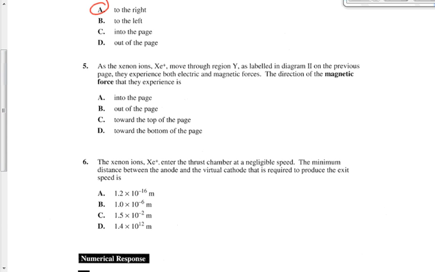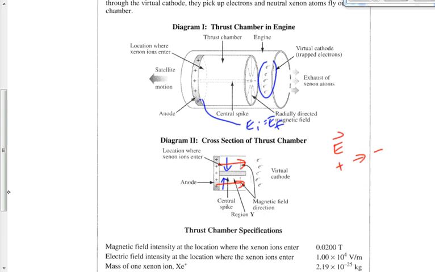As the xenon ions move, hey, what do you see here? What does this plus mean? Xenon plus, yeah. It's a positively charged ion, but how much is the positive charge on it? Yeah, it's plus 1 times the elementary charge. It's going to be 1.6 times 10 to the minus 19 coulombs. Moves through region Y as labeled in diagram 2 on the previous page. They experience both electric and magnetic forces. The direction of the magnetic force that they experience is which way? So as they go through region Y, where's region Y? Down here at the bottom. The magnetic field in region Y, if you look at this, the magnetic field in region Y is upwards. So as these positive particles, go ahead. So which one? Well, look at the side you're on.